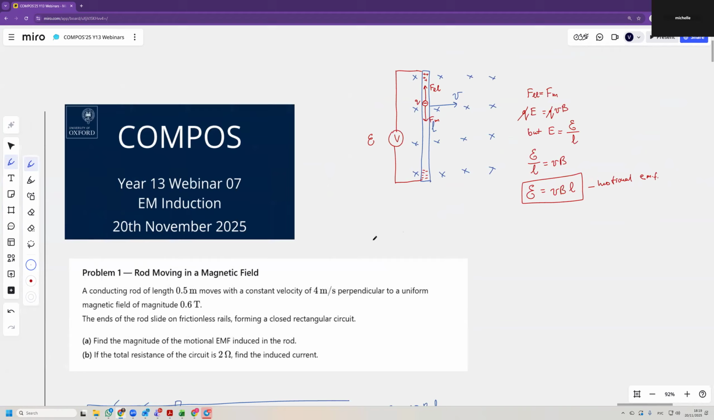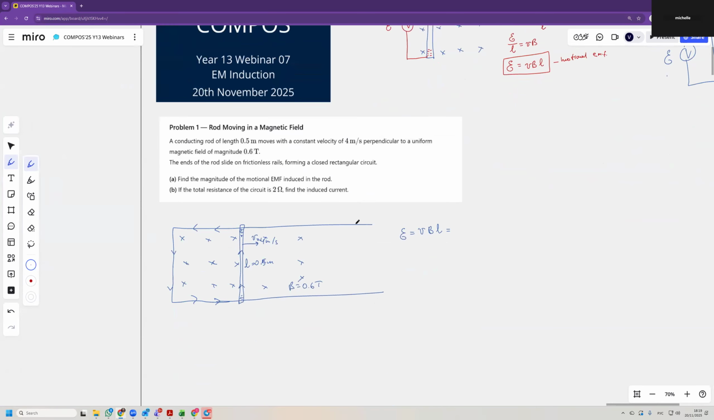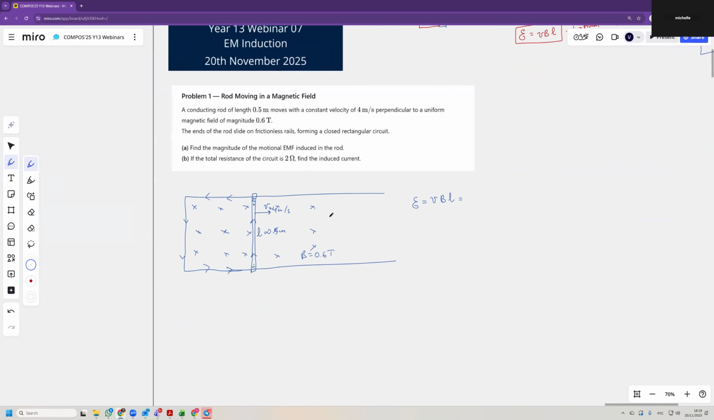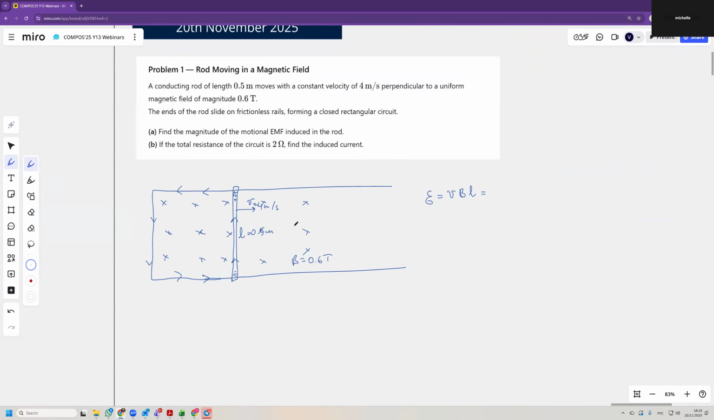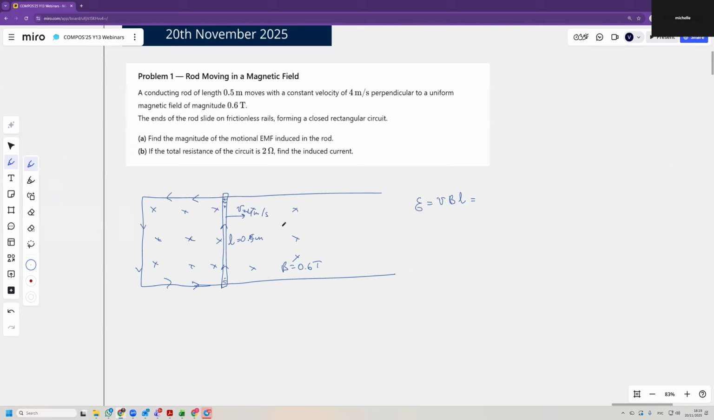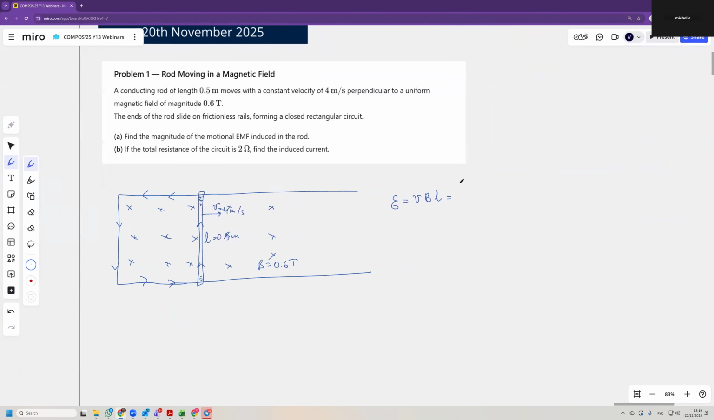Okay. So I'm assuming this is not too easy for you, right? Okay, so VBL. So this one might be 4 times 0.6 times 0.5. Yeah, it's 1.2. Wow, that is a coincidence.